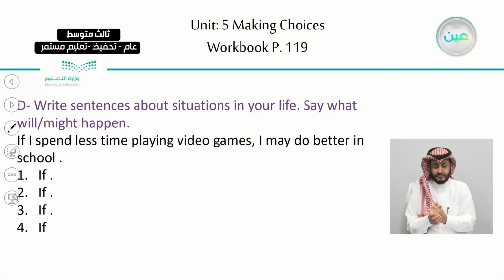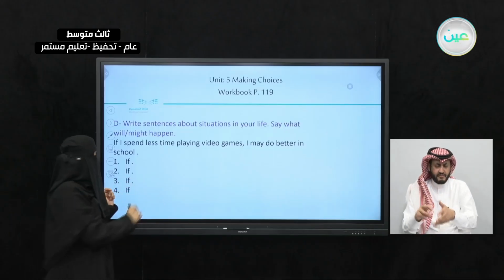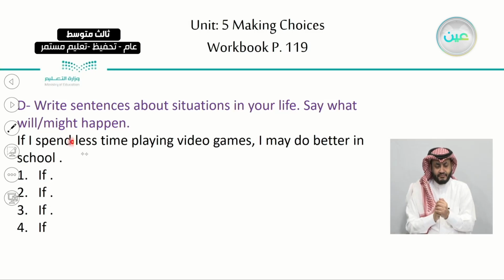Now let's see exercise D. Okay, write sentences about situations of your life. So now you have to write about yourself. Use will, what will or might happen. So you have to use either will or might. Okay, for example, here they provided an example. If I spend less time playing video games, I may do better in school.